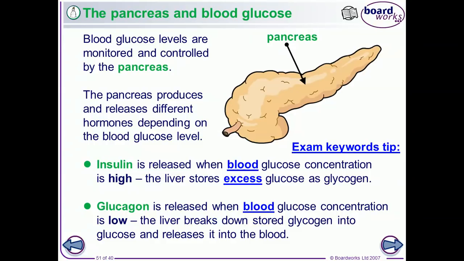And the exam tip: when you're talking about glucose, make sure you talk about the blood glucose concentration. Use the word blood glucose to get additional marks. And you want to also mention that it's the excess glucose that is converted to glycogen, not all of it.